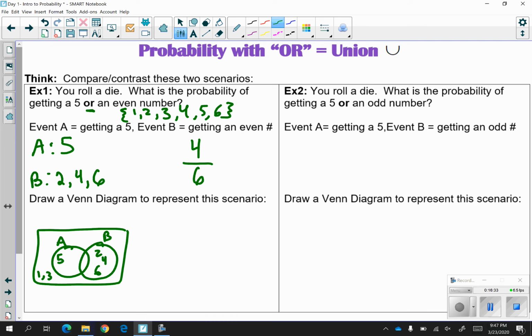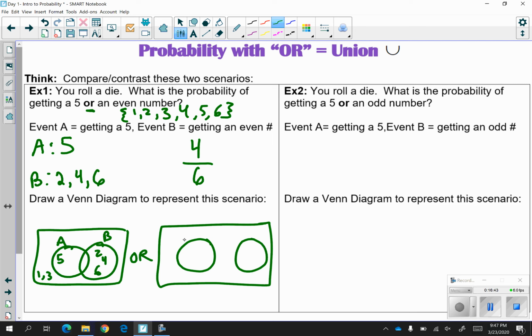You actually have another option for this Venn diagram. Usually the circles are connected because you have something in common. However, when you don't have an overlap, your circles can be disjoint. That means they are disconnected. So you can have the 1 and the 3 on the outside, the 5 in circle A, and the 2, 4, and 6 in circle B.